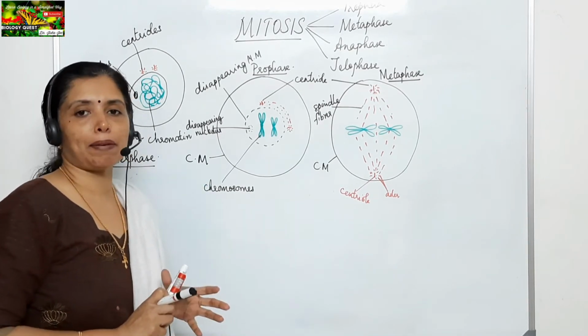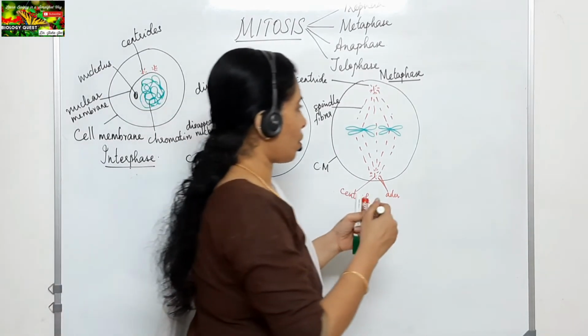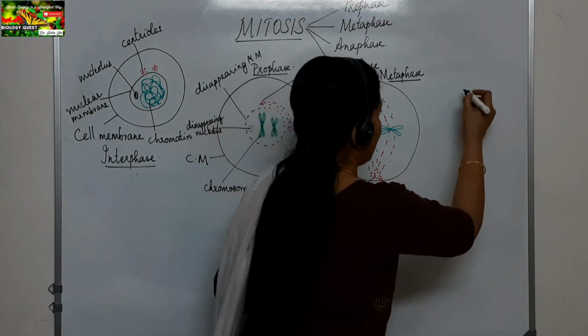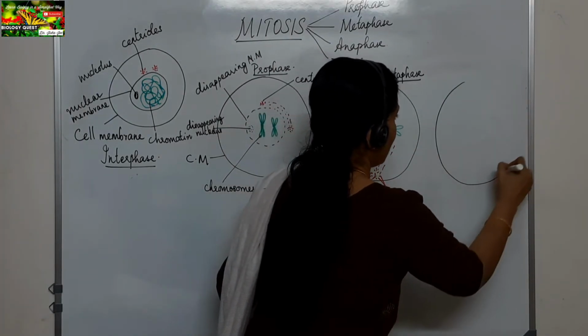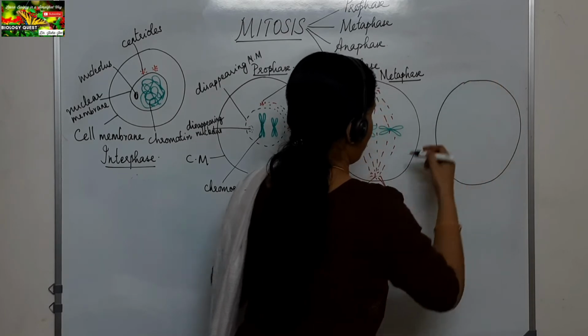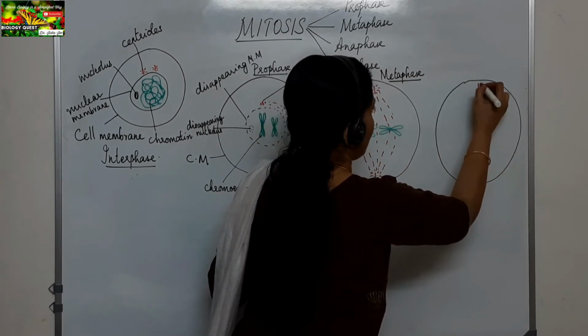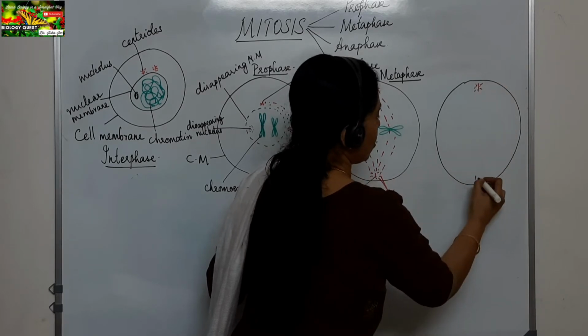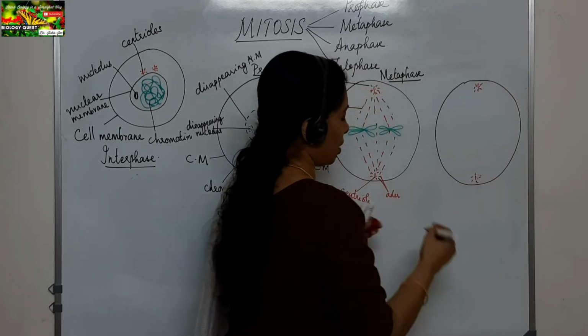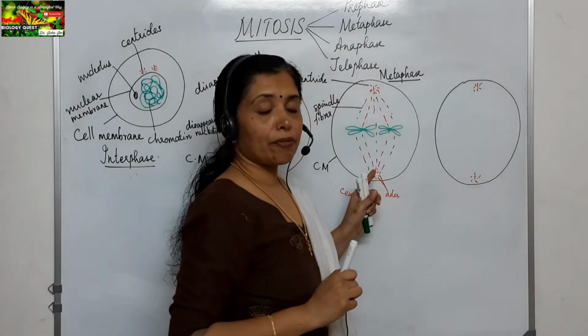of the spindle fibers. So I'm just drawing an animal cell, the same cell at the anaphase stage. It has the cell membrane there. Then it has the centrioles at the opposite poles. One centriole, the second centrosome there. Then what happens during the anaphase?